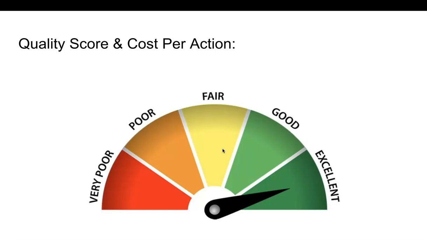So quality score and cost per action. It's not just your cost per click that depends on your quality score, but your CPA too. The higher your quality score, the less you'll have to pay for a conversion. So if your score dips below the average, you can expect to pay a higher cost per acquisition, and that can actually hurt your return on investment.